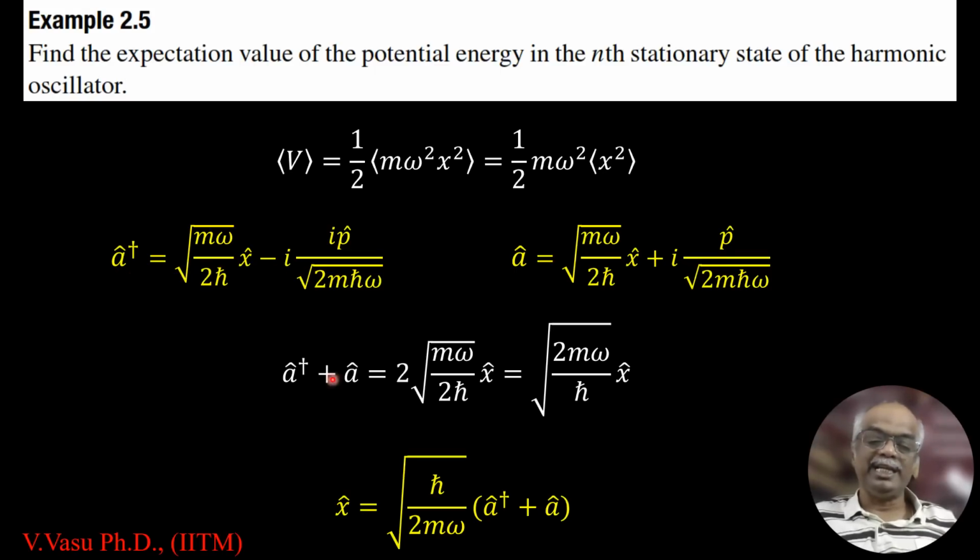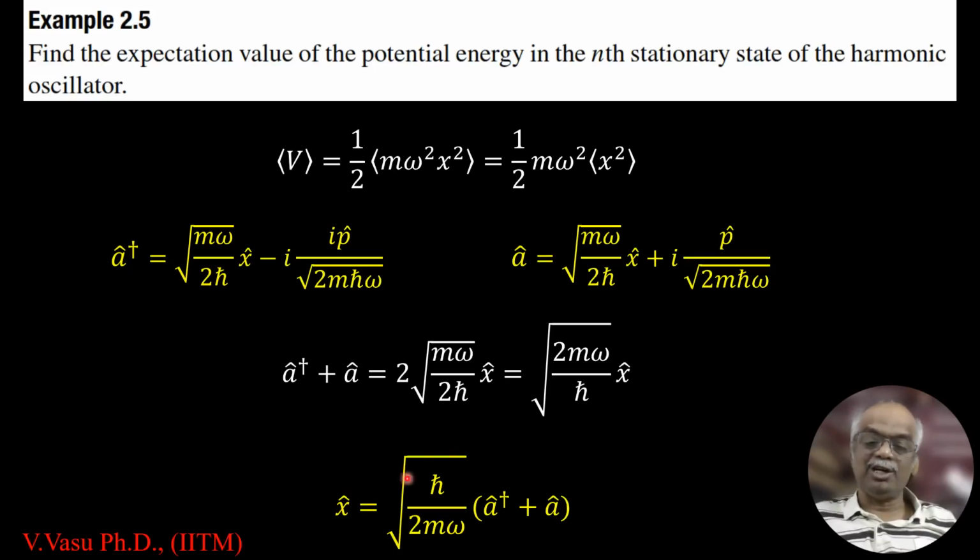Then if you add a dagger and a, if you add both, the second term will get cancelled. Only the first term you will get twice. So a dagger plus a is equal to 2 times square root of m omega over 2 h cross, x hat. Now you bring this 2 inside the square root, it will become 4, which will cancel with this denominator 2, and become just 2. So a plus a dagger is equal to square root of 2 m omega over h cross, x hat.